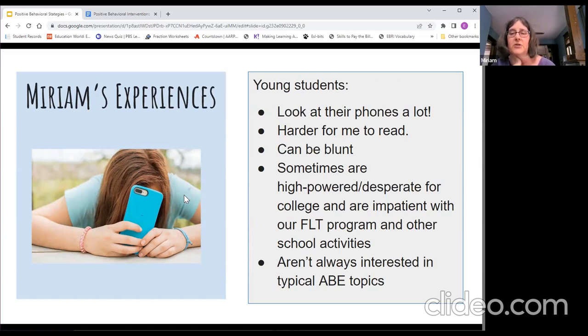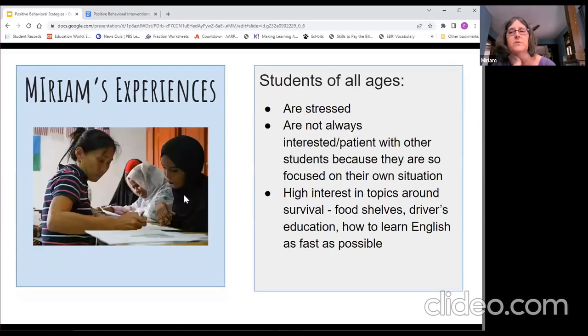And then the other issue I'm having with the younger students is I'm not sure they're always as interested in our typical ABE topics. We're doing housing right now. I don't know if they care about plumbers. I mean, they're polite. They're not acting out. It's just more like I sometimes feel like I'm not as in touch with them as I would like to be. So that's kind of my experience with my younger students.